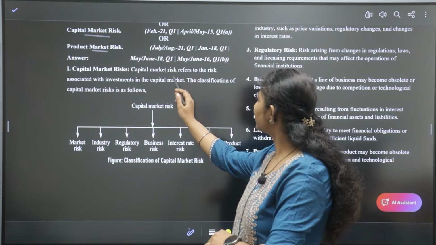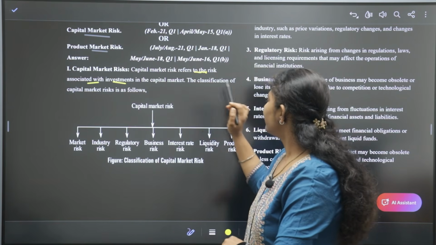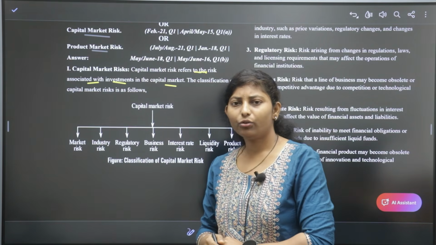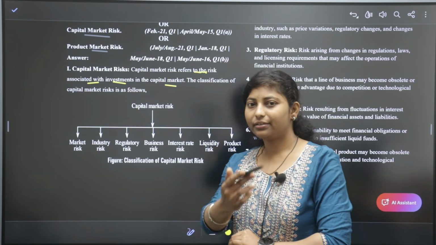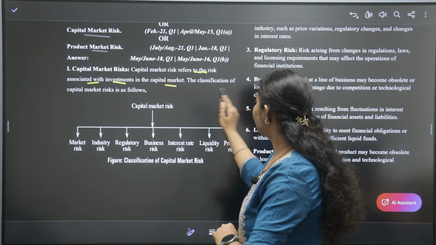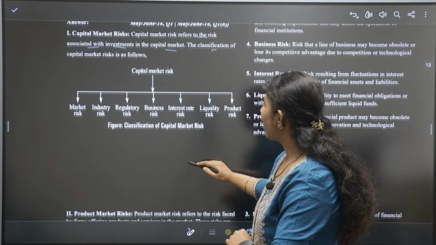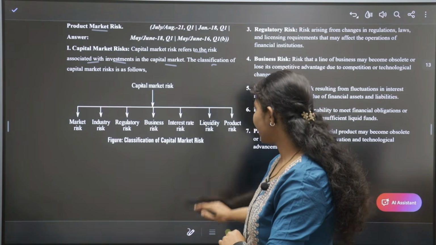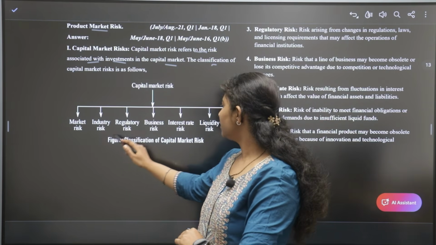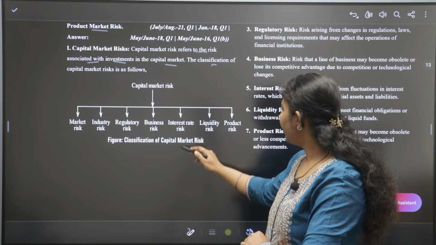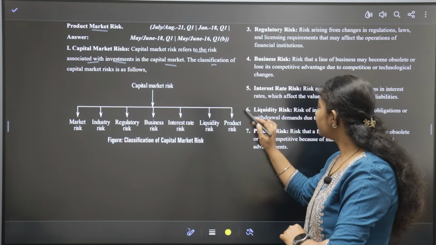So first of all, what is capital market risk? It refers to the risk associated with investments in the capital market. Already I told you what a capital market is, where you get such risk, and such type of risk is called capital market risk. The classifications we will discuss one by one. Here we have capital market risk, and these are the classifications: market risk, industry risk, regulatory risk, business risk, interest rate risk, liquidity risk and product risk. We'll discuss one by one simply.